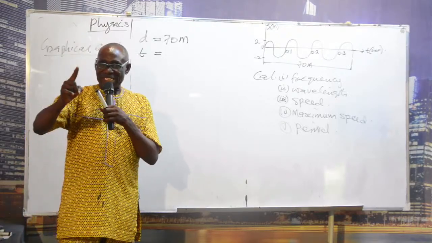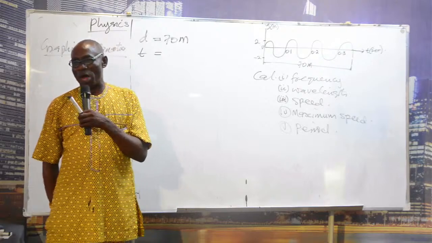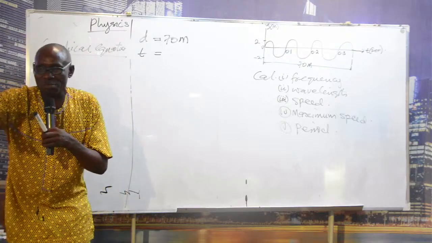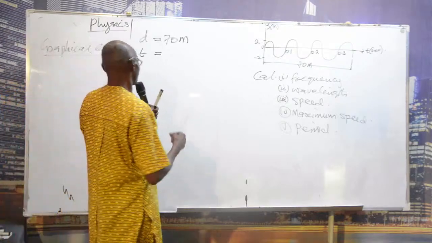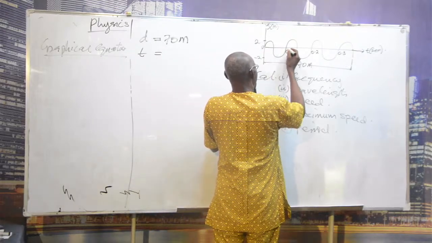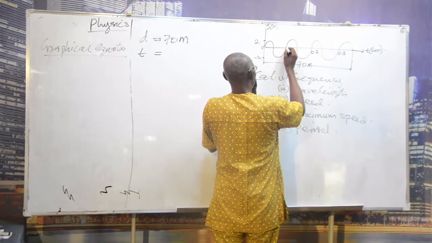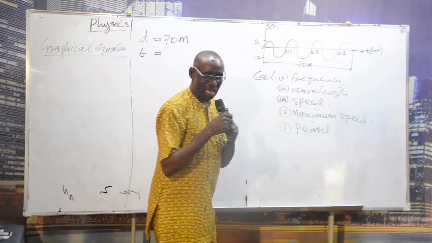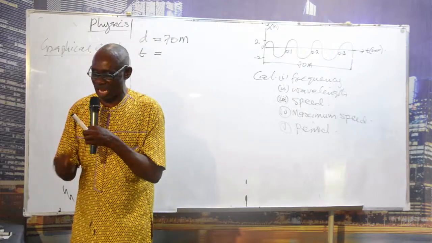That's exactly where the problem is. Look at the board again. Some of you assume. Look at the board. From this place down, how many waves are here? How many waves in here? 0.1.